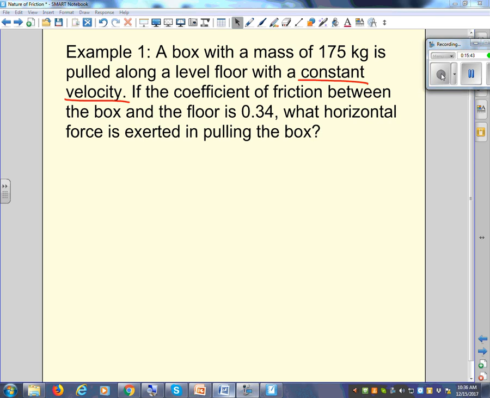Okay, so let's just reread this here. We got a box with a mass of 175 kilograms. So that means that the m value is 175, right? Pulled along a level floor, and so no ramp. You're going to see nothing but level floors. Constant velocity, that means our forces are balanced. If the coefficient of friction between the box and the floor is 0.34, so that is our mu value, what horizontal force is exerted in pulling the box? So we're asked to find the FA, the applied force. How much force is being applied? What horizontal force is exerted? Is applied.